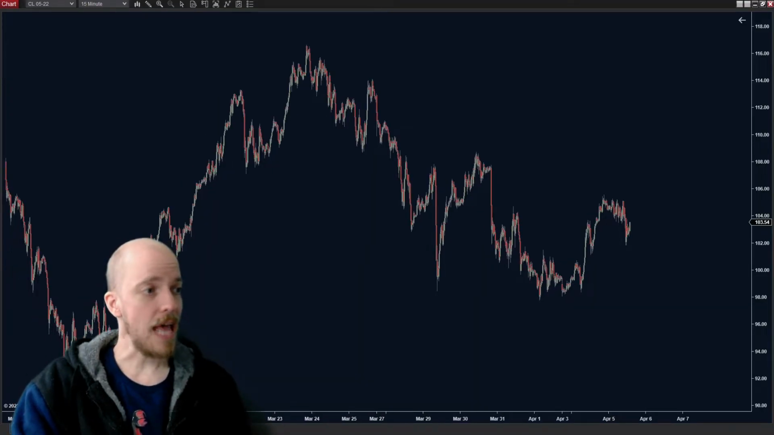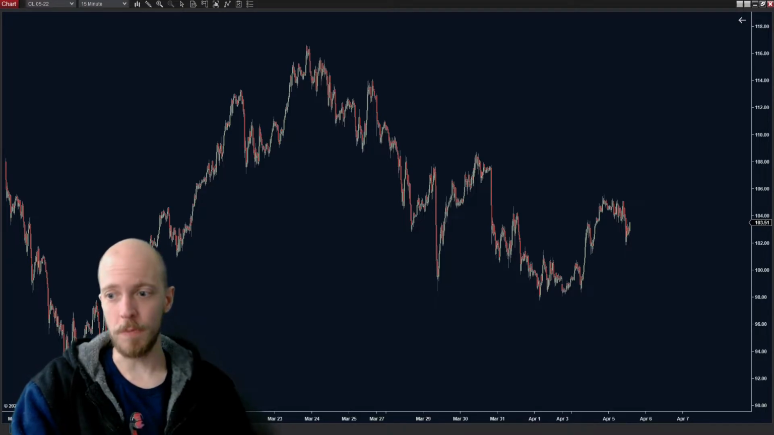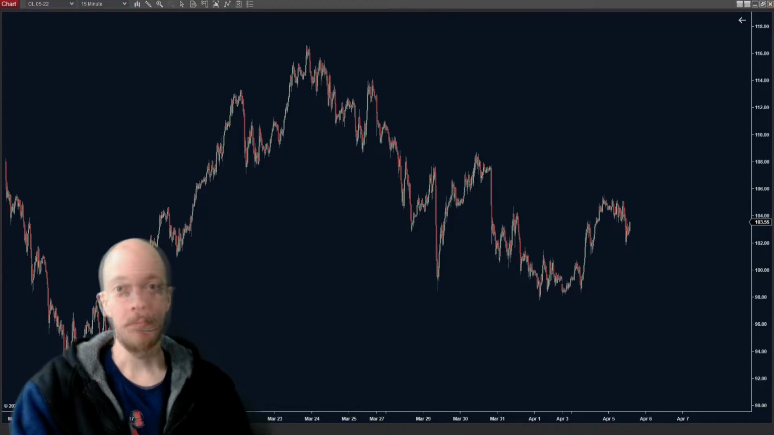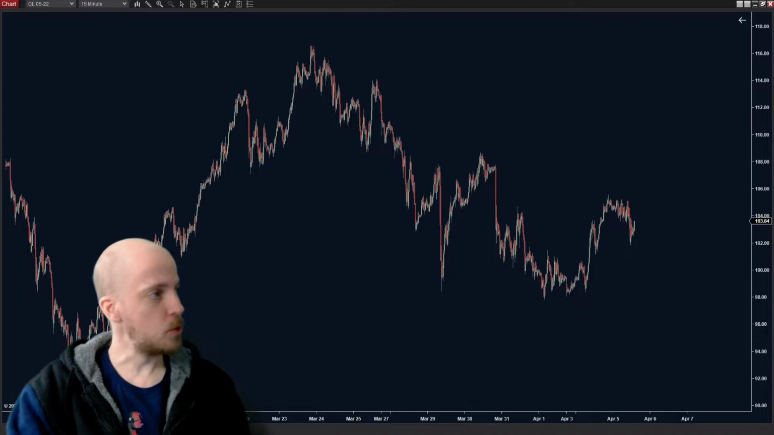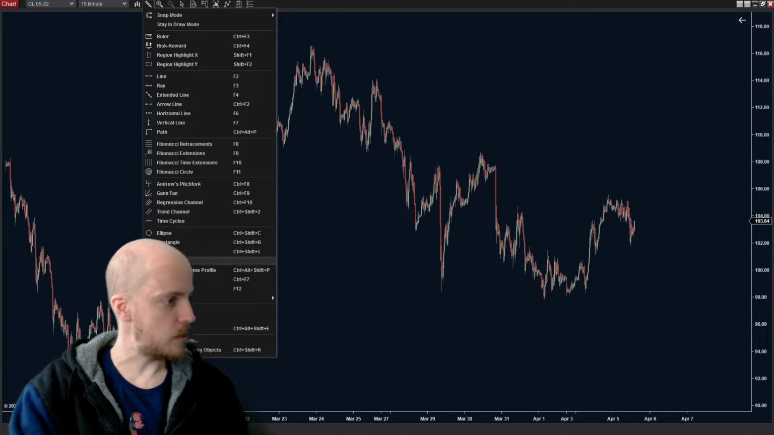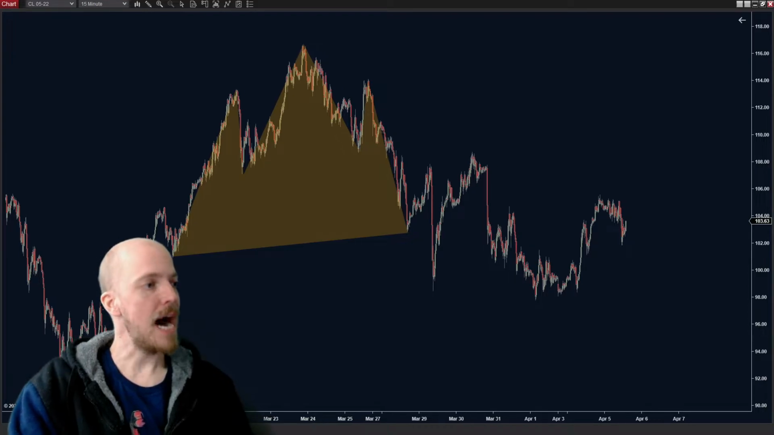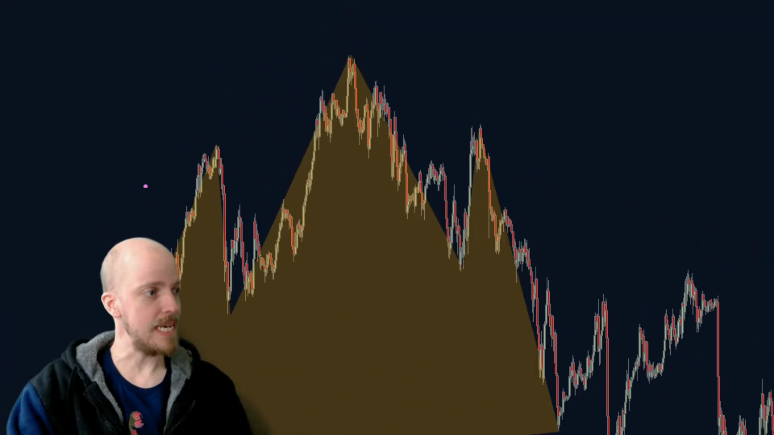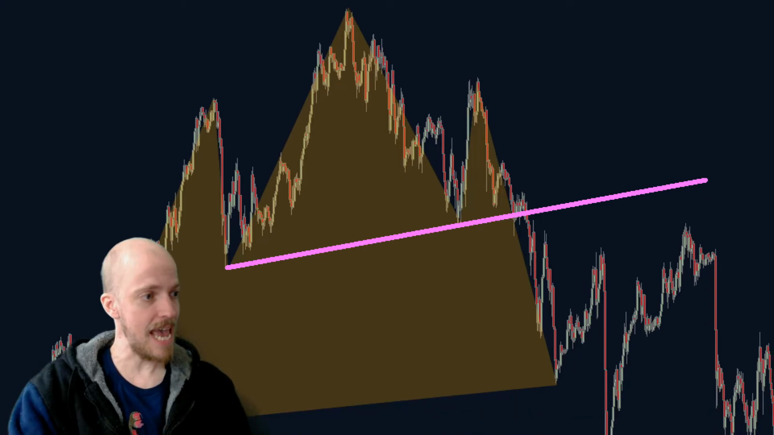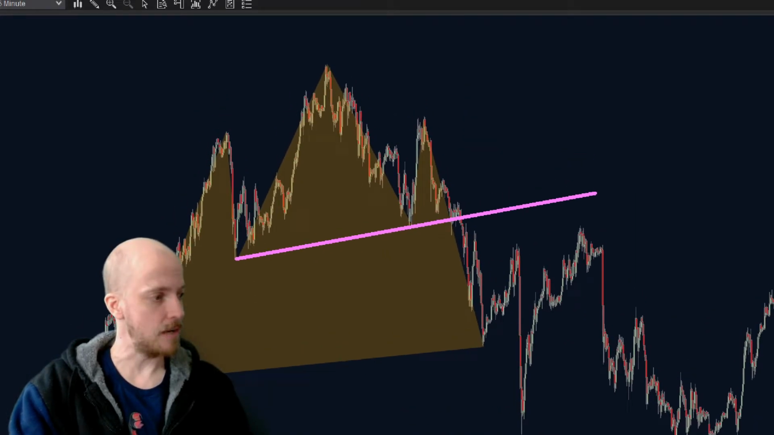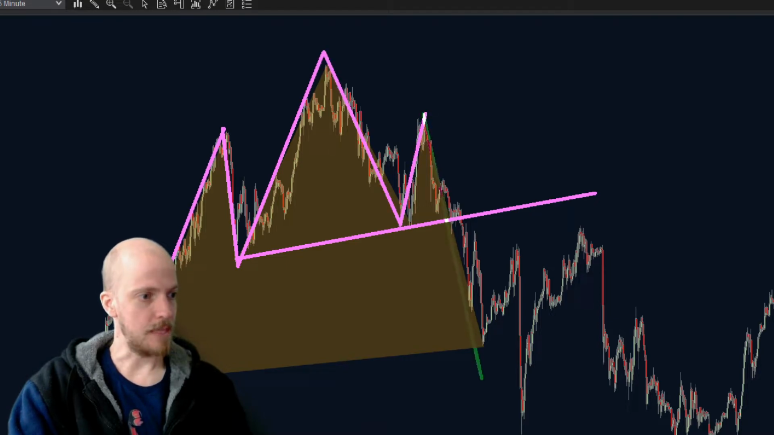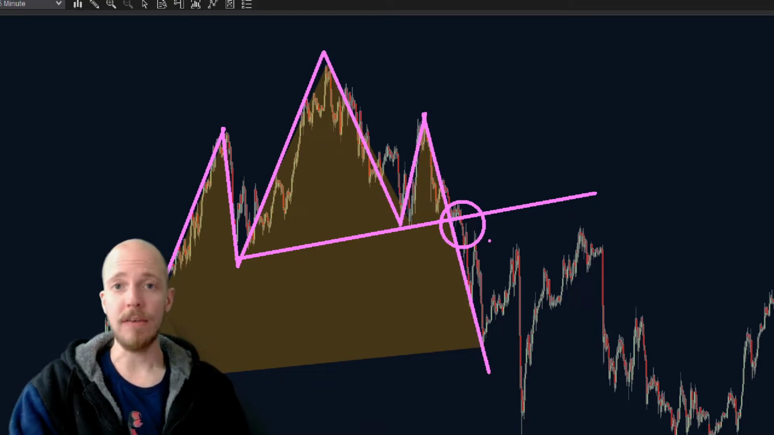First off, crude oil had an incredible head and shoulders pattern that we really can't ignore. So the head and shoulders pattern on crude oil is right over here. Let me highlight this with the polygon tool. So we've got our left shoulder, our head, and our right shoulder for the breakdown. Now, obviously, when we look at this, we can see the head and shoulders, the neckline, everything is there, plain as day. Right? We've got the head and shoulders pattern up. We've got the breakdown of the neckline. We've got everything laid out.